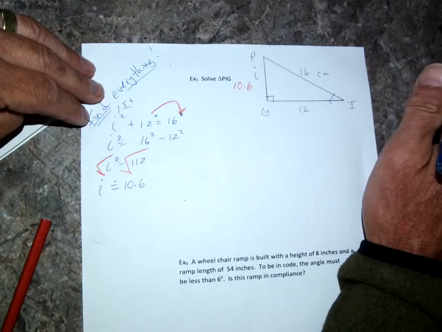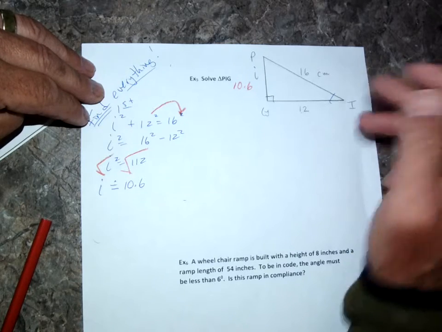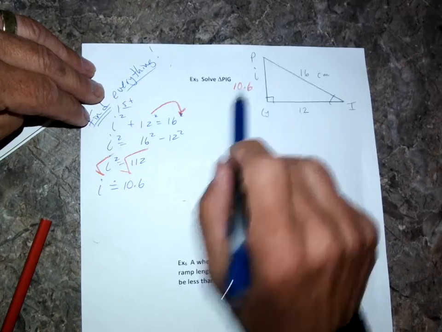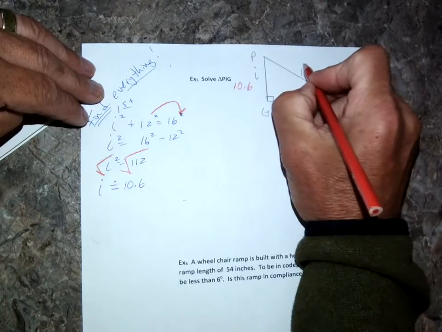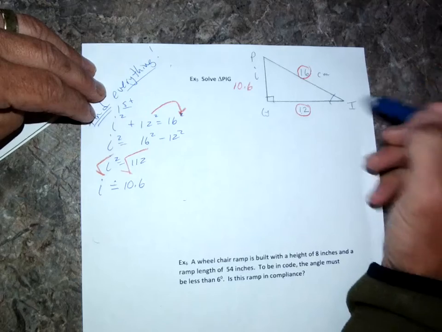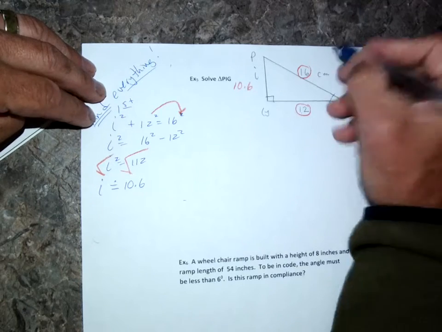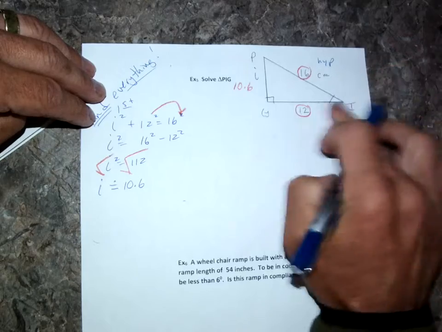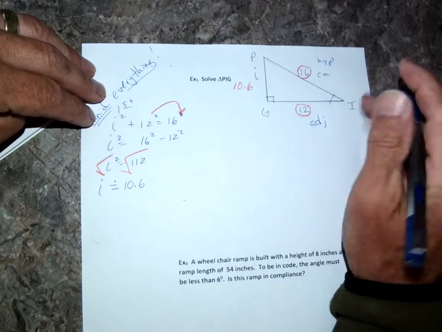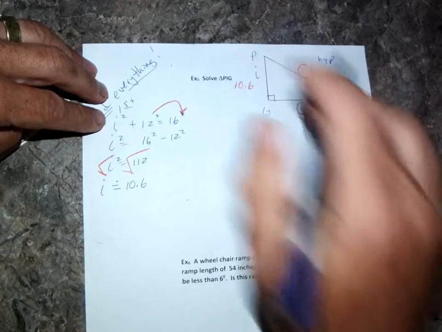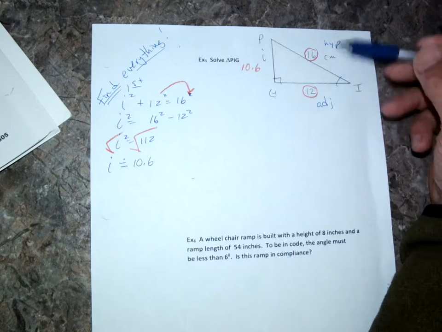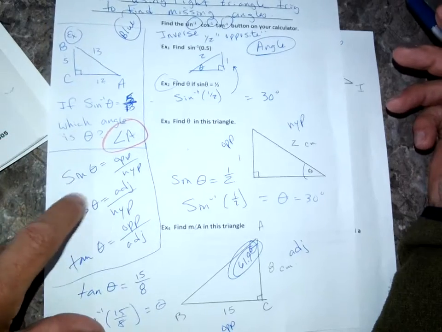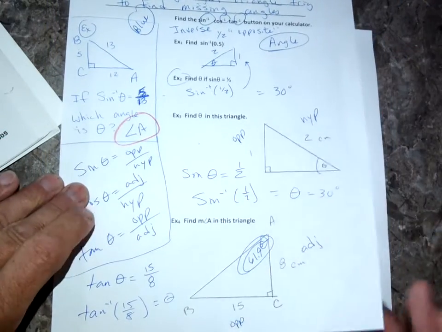All right, if I'm going to pick angle I, again, I've got to come up with the names of the sides. I could use the 10.6, but it's approximate. It's not exactly 10.6. So I want to use the two sides that are given, the 12 and the 16, but they have names. From angle I, this is my hypotenuse, and this side is my adjacent side. Little i is the opposite side. We don't want to do that. So if I pick angle I, adjacent side is my 12, hypotenuse is my 16. Adjacent, hypotenuse, there it is. I've got to use cosine.